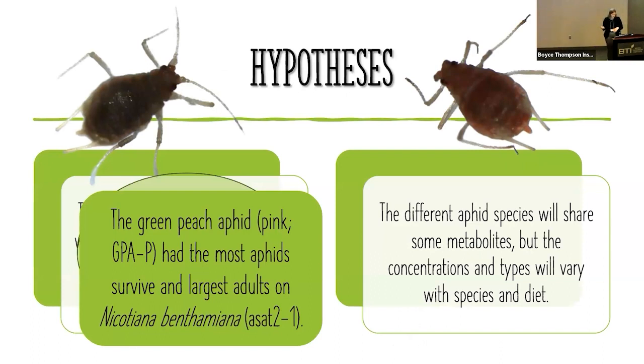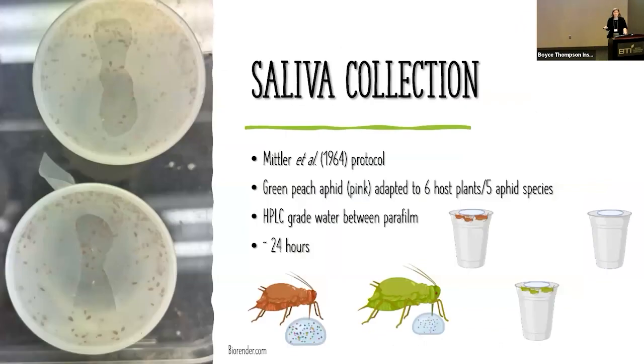To test my next hypothesis, we had to collect saliva from the aphids. To do this, we first reared the green peach tobacco adapted subspecies on the 6 different host plants. We let them grow for about 3 generations so that the aphids that we collected had only been on that host plant. They hadn't been previously fed on something else. We put those in different saliva cups, and we also did the 4 remaining species. We made cups out of those.